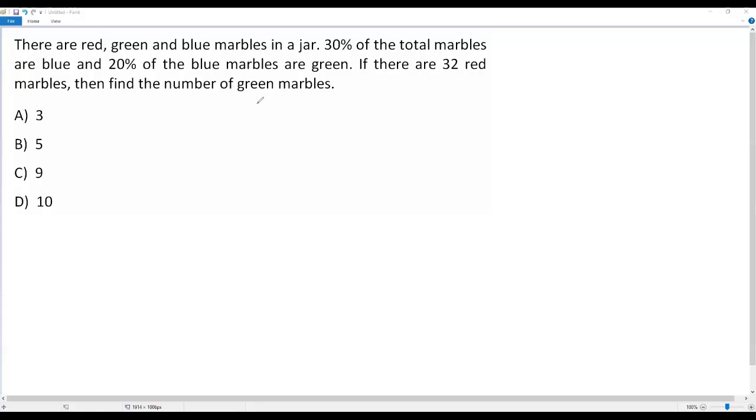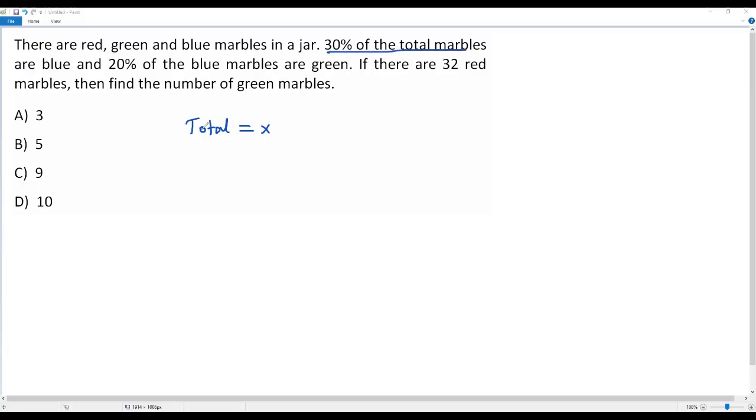Okay, now what I'm going to do is find the total number of marbles in the jar. Once I get the total number of marbles in the jar, then using this information, I can get the number of green marbles. Let me assume the total number of marbles in the jar as X. Now let's find the number of blue marbles. For that we can use this information.